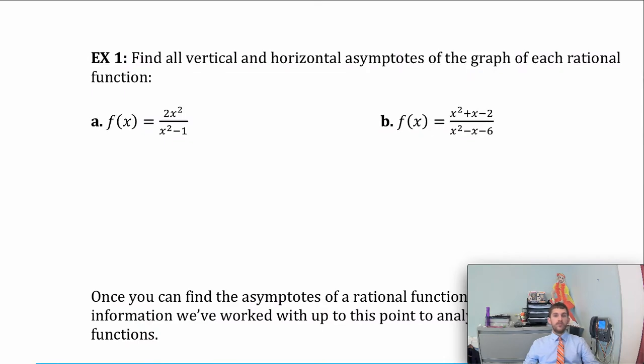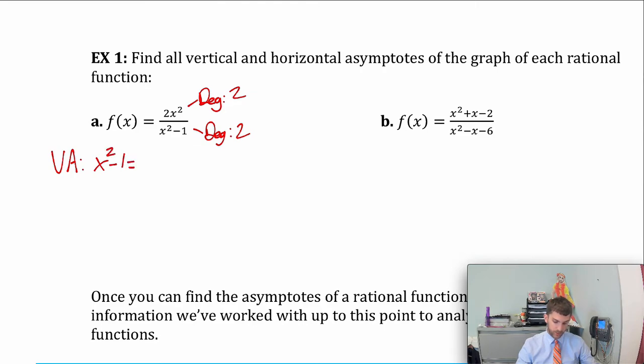We're asked to find all vertical and horizontal asymptotes of the graph of the rational functions. The first one, we've got f of x equals 2x squared over x squared minus 1. Before we go any further, I'm just going to identify the degree of the numerator and denominator. The degree of the numerator is 2. The degree of the denominator is also 2. The vertical asymptote is whatever makes your denominator equal to 0, so we're going to set x squared minus 1 equals 0.